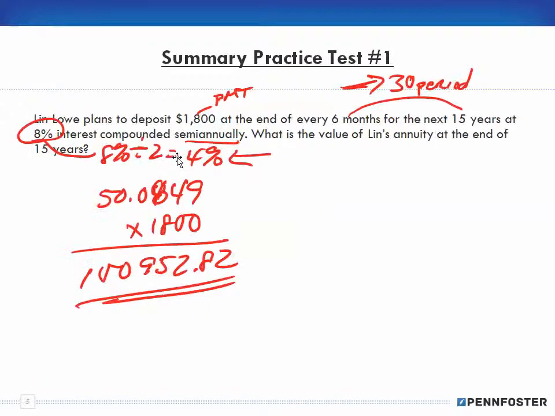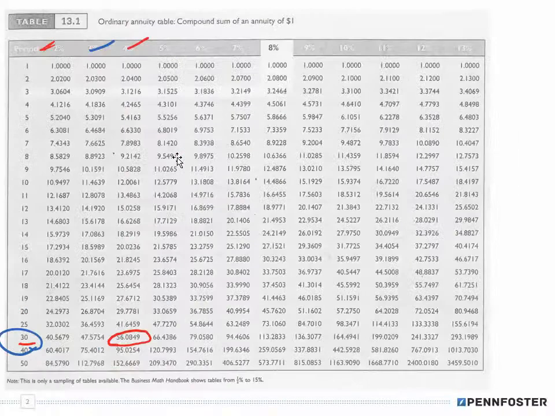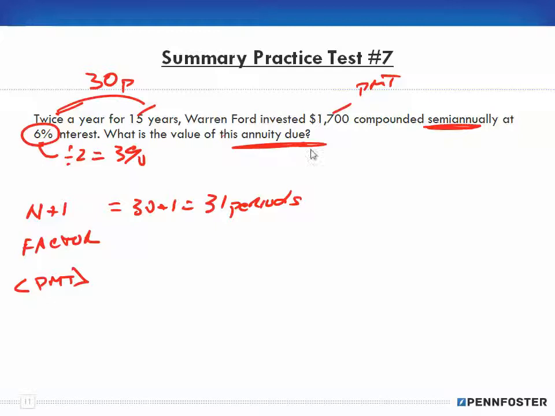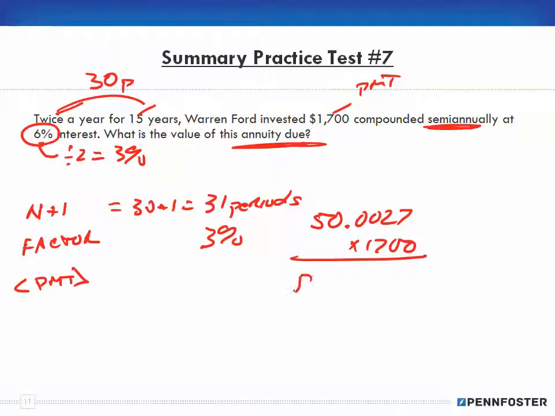Let's jump up to the table, and of course we don't have 31 periods on that table, so you have to go to your Business Math Handbook and look that factor up. 31 periods at 3%, and that factor comes to 50.0027, and we multiply that by the 1,700, which gives us 85,004.59.